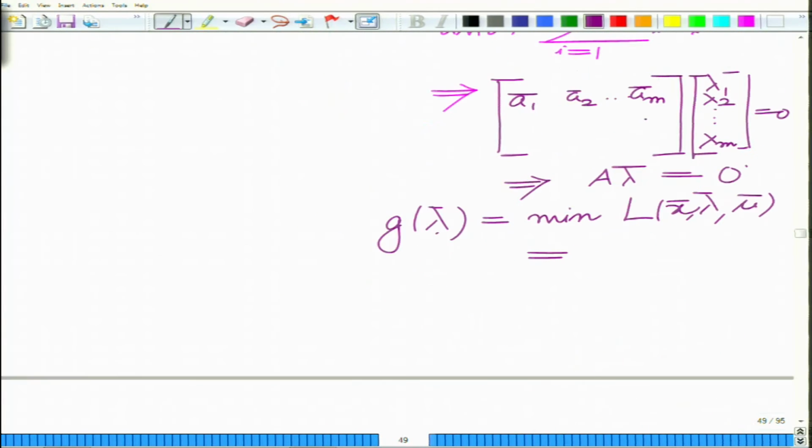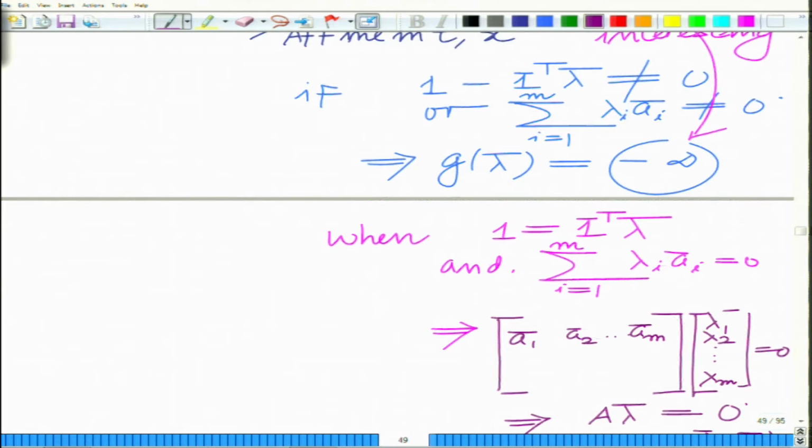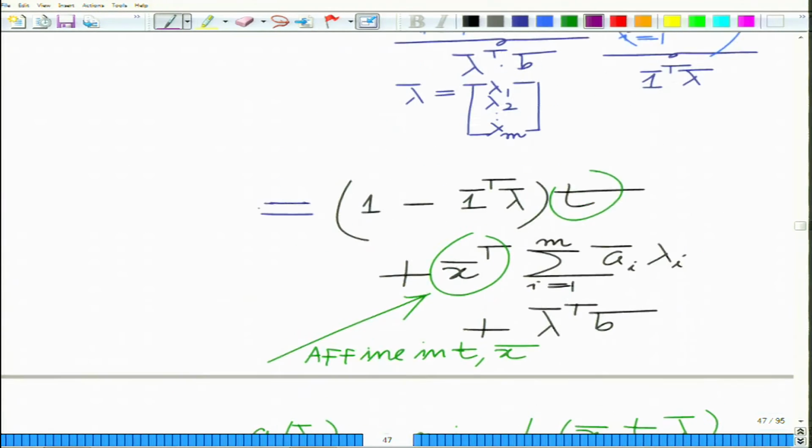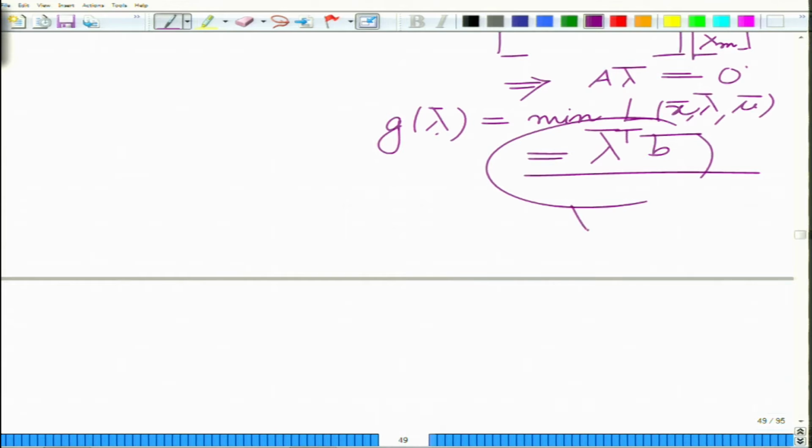So, the minimum for that scenario is lambda bar transpose b bar. Of course, when you formulate the Lagrangian, you also have to ensure that these lambda bars are component-wise greater than or equal to 0. So, the minimum is lambda bar transpose b bar, provided lambda bar is component-wise greater than or equal to 0.